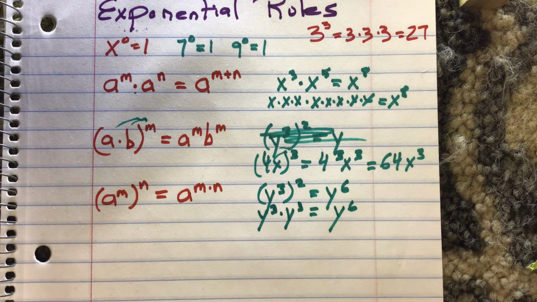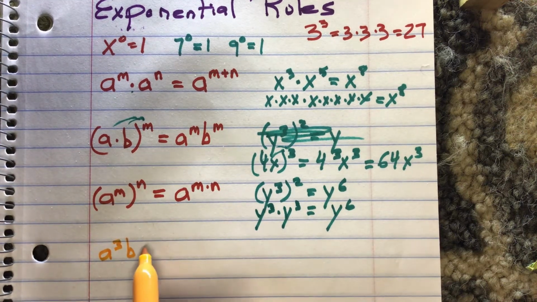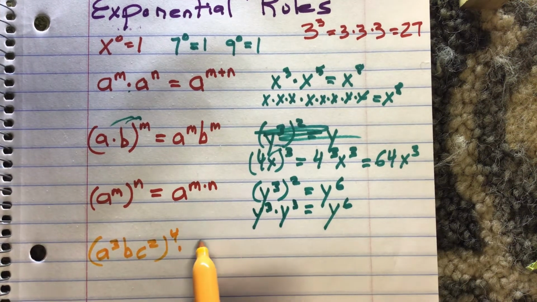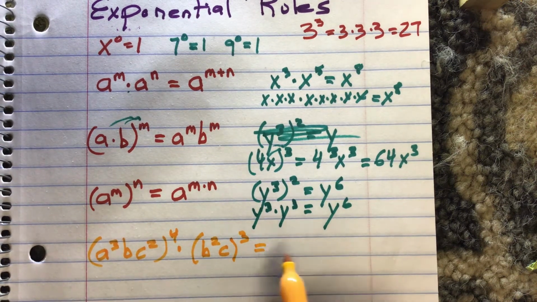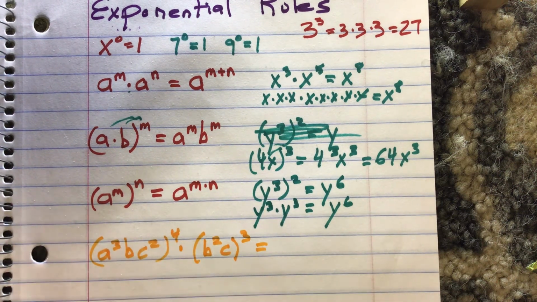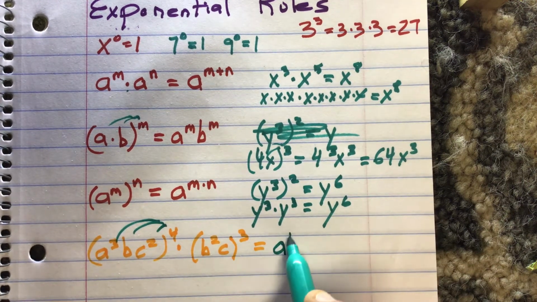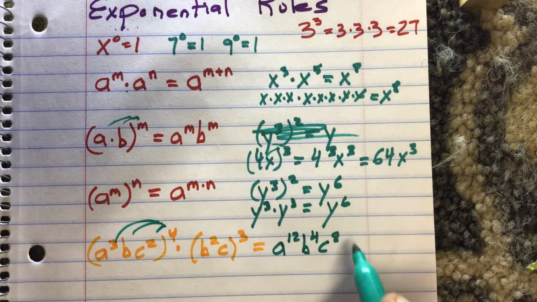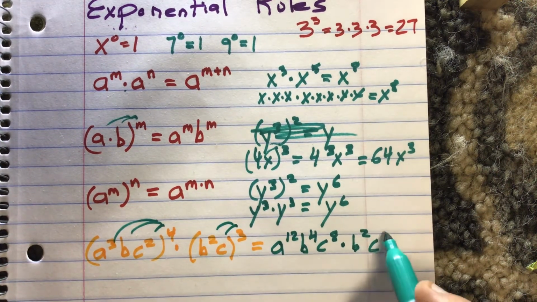This next example is just sort of putting it all together. This is a to the third times b times c squared, all raised to the 4th power, times b squared times c raised to the 3rd power. Using all these rules combined here, you'd have to distribute these powers right here. So you get a to the 12th, b to the 4th, c to the 8th, times, and now I'm going to distribute this power, b squared c to the 3rd.